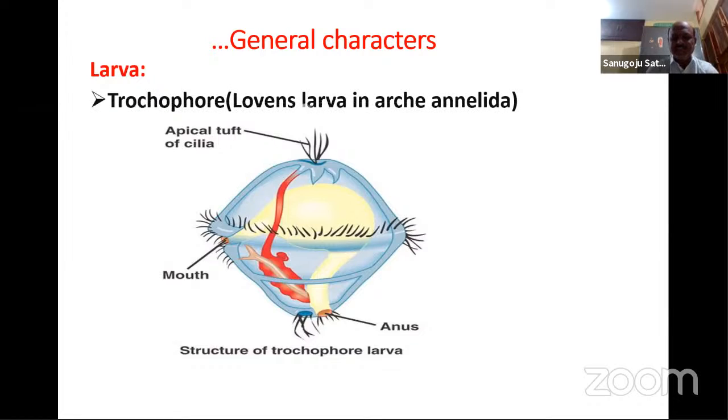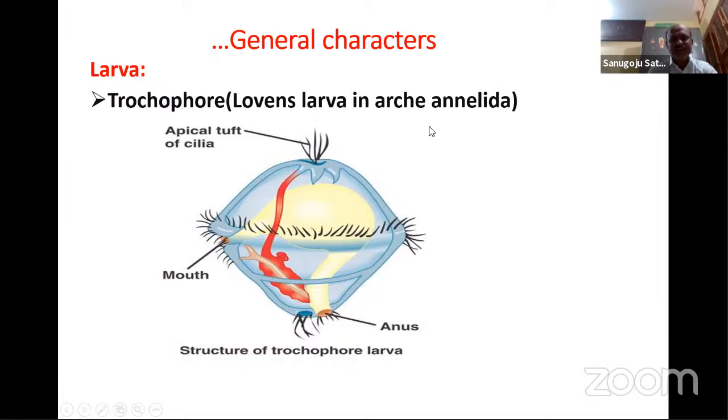Especially, the larva is present in the Archiannelida. Archi means ancient annelids. The ancient annelids possess the Loven's larva. The trochophore larva of the Archiannelida is Loven's larva. It may be asked in the MSET and NEET examination, children. You have to remember it. Loven's larva is there in Archiannelida.